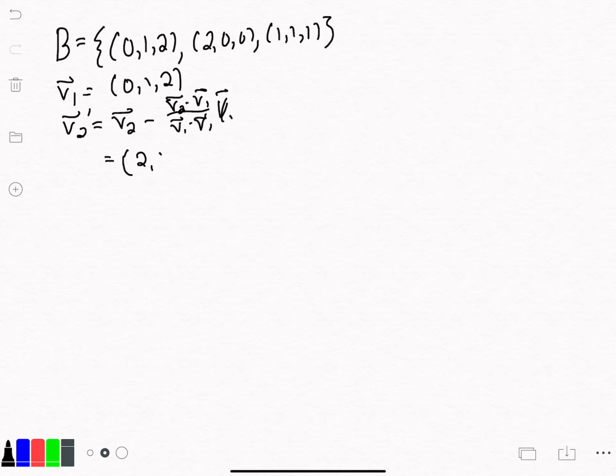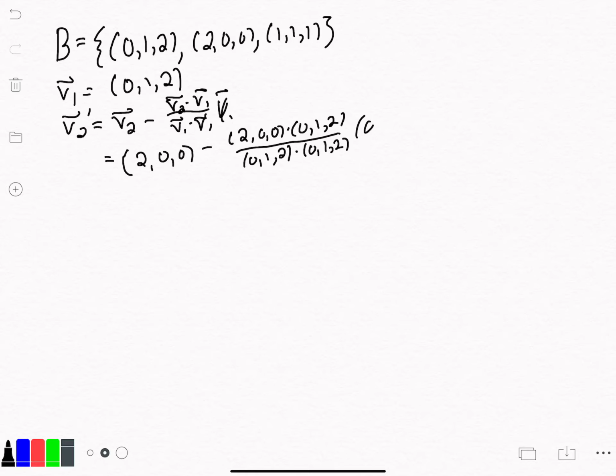And so that would be (2, 0, 0) minus (2, 0, 0) times (0, 1, 2) over (0, 1, 2) dot (0, 1, 2), (0, 1, 2). Now, I chose an example here that's going to work out kind of nicely, because (2, 0, 0) is already perpendicular to the vector you started with, which means that this whole second term here is just going to become 0, and I don't have to worry about doing anything.